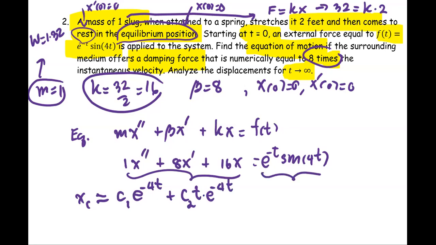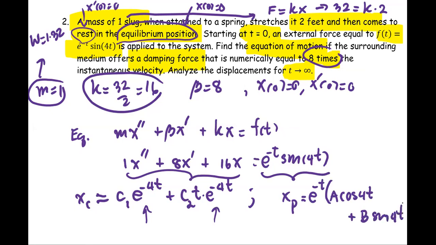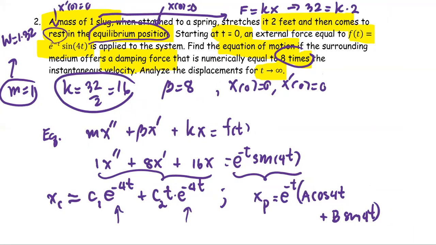And then to find the x p, since this is not the same pattern as the two exponential terms that are part of the complementary solution, the x p form is going to be e to the negative t times a cosine 4t plus b times sine of 4t. They come as a package, sine and cosine. It's more work than the complementary solution, because you have both the exponential and the sine cosine form.